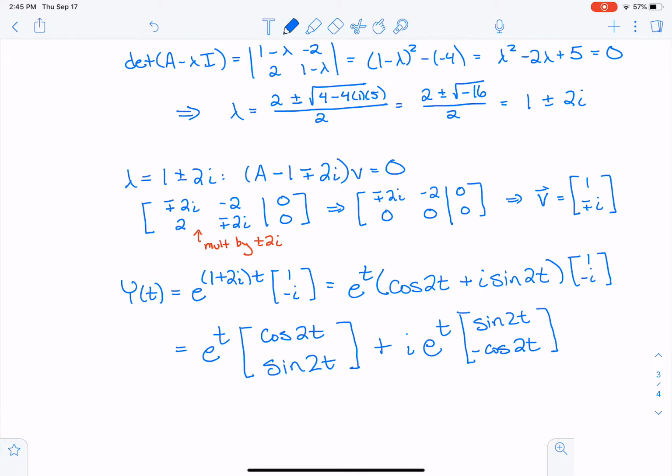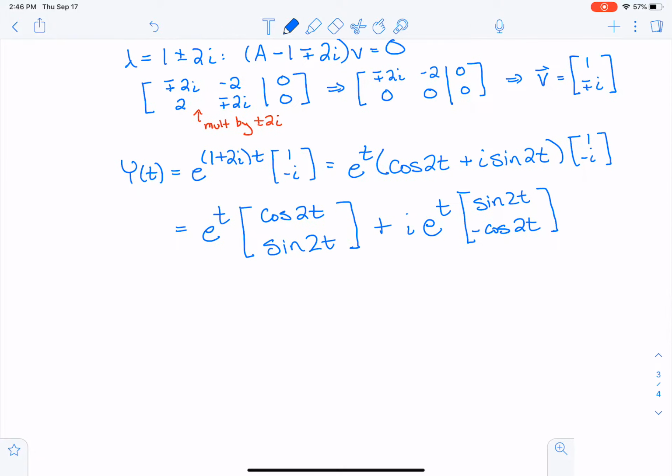Okay, so what I've done is I've taken y and split it up into real and imaginary parts. So the e to the t cosine 2t sine 2t, that's the real part. And then the i e to the t sine 2t negative cosine 2t, that is the imaginary part.